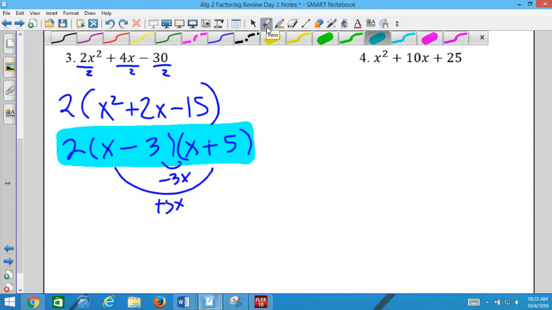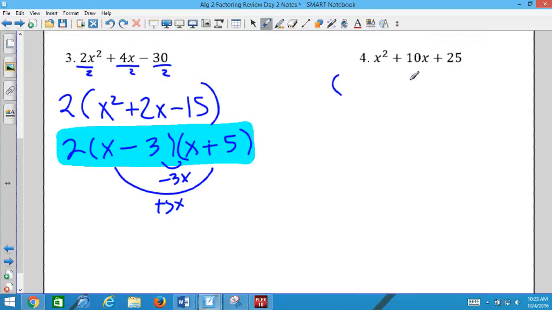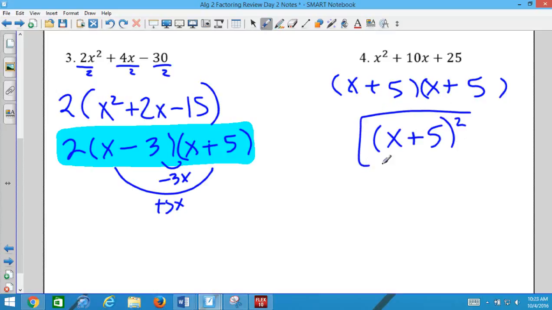We get to number 4. Well, yeah, it'll get challenging in a moment. But when we get to number 4, and you say, what times what makes x squared? It's an x. We look at the signs. They're both positive. What times what makes 25? 5 and 5, and that adds to be 10. Now, if they are exactly the same, it's a square: x plus 5 squared. You have to write it this way, or you lose points. Don't want to do that.